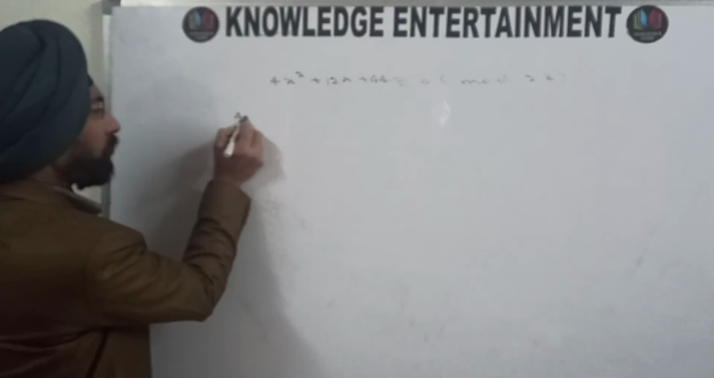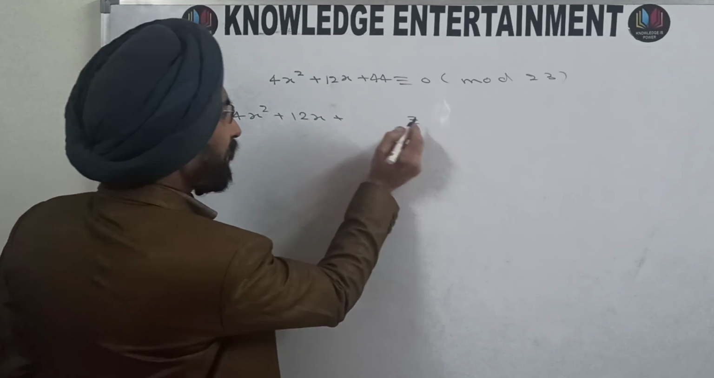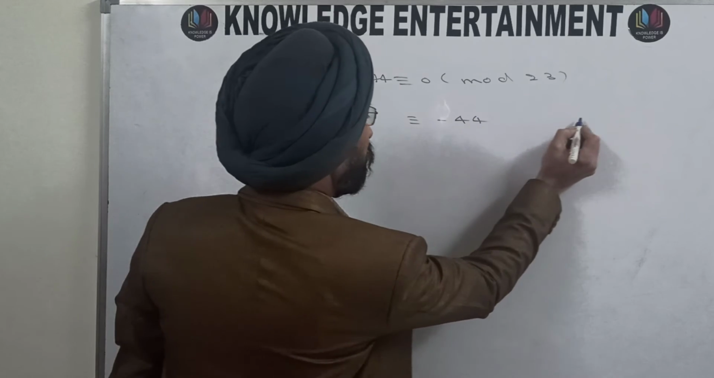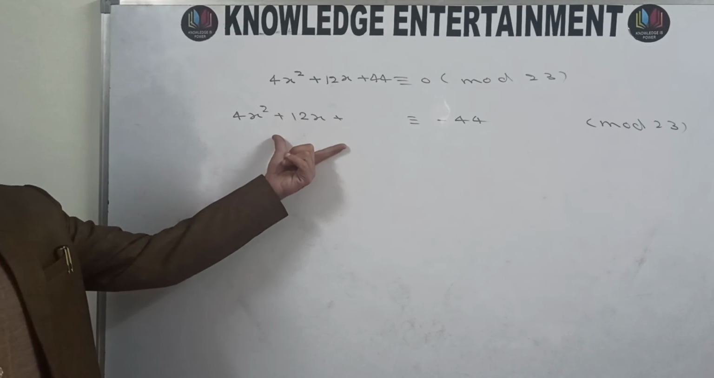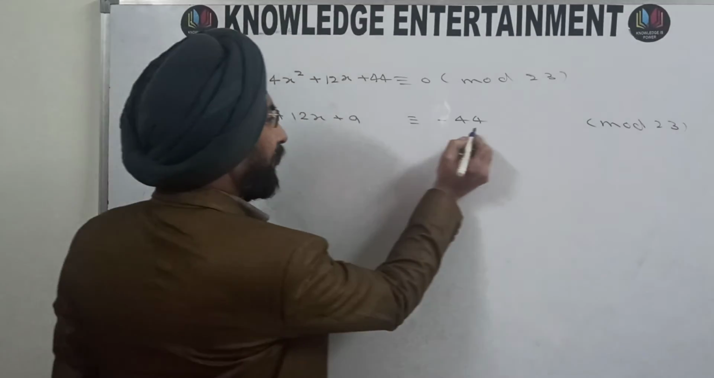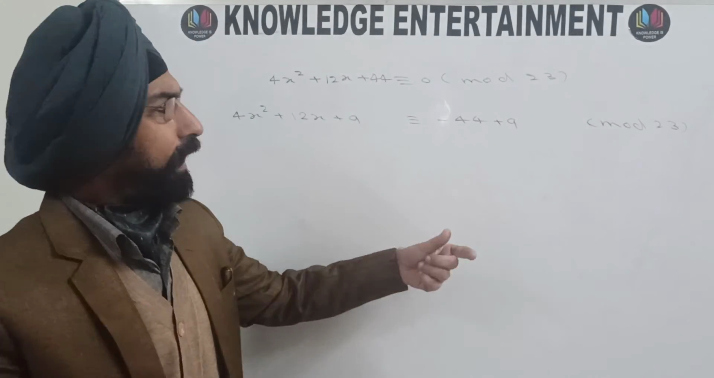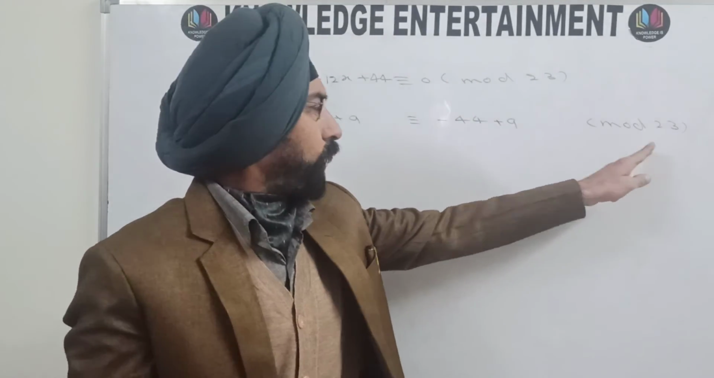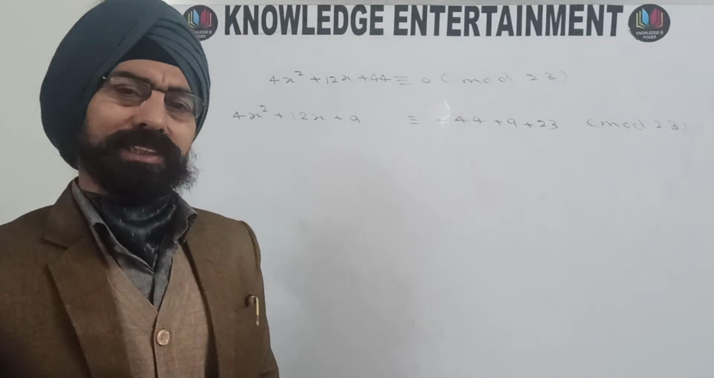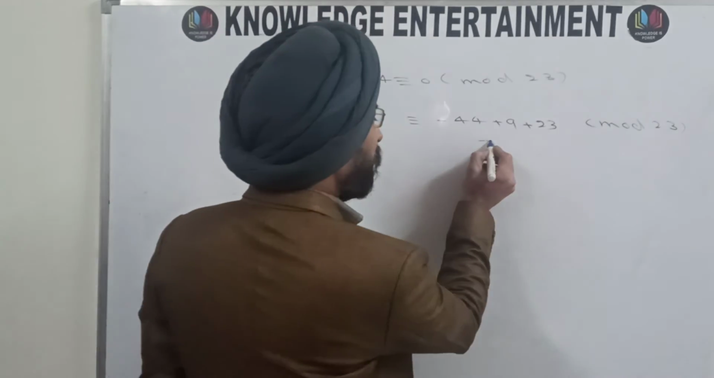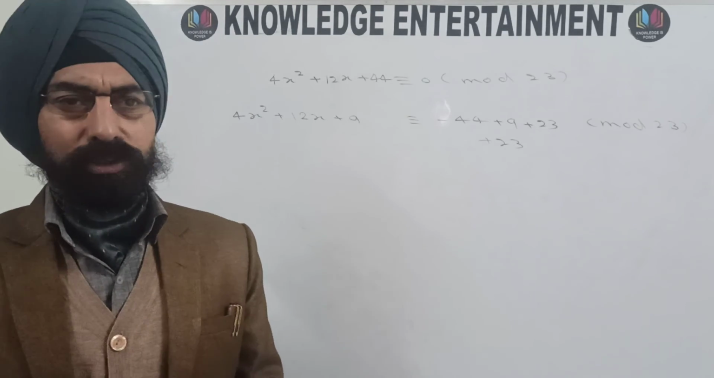Now you can write 4x square plus 12x, and just take this minus 44 to the other side, modulo 23. To make it a perfect square, you will have to add 9. So add 9 this side, add 9 here too. Still, the right hand side is negative. To make it positive, you can add multiples of the modulo number p. So add 23 once. It is still negative. So add one more 23, and now it is positive. If it is negative, you can add 23 a number of times to make it positive.